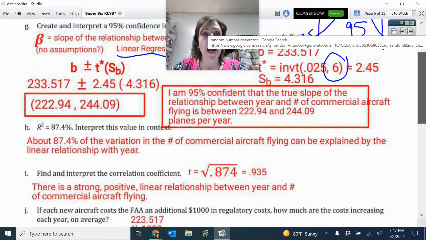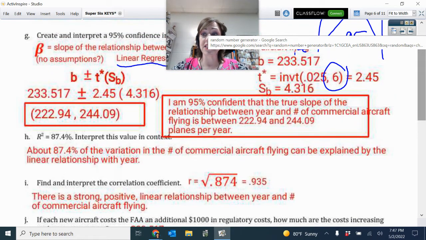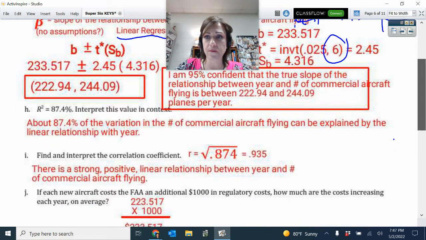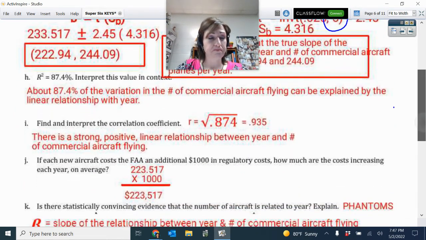Okay. Oh, so there's my interval. And so I am 95% confident that the true slope of the relationship between years after 1990 and the number of commercial aircraft flying is between 222.94 and 244 planes per year. So that's about how much it's increasing each year.